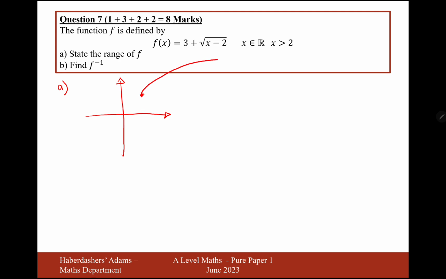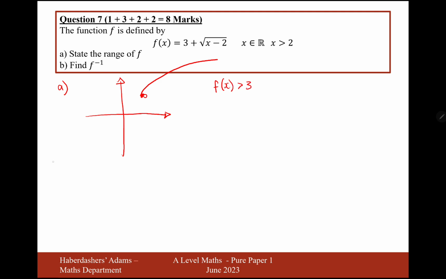The point here. No, actually, it would be an empty point there because it can never equal 2. So if it was equal to 2, then it would start at 3. But in this case, it's just going to be a little bit above 3. So the range of the function is f of x is greater than 3.